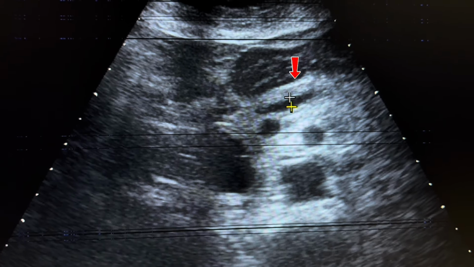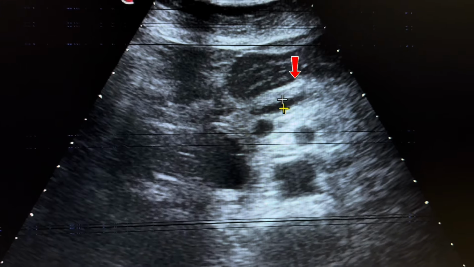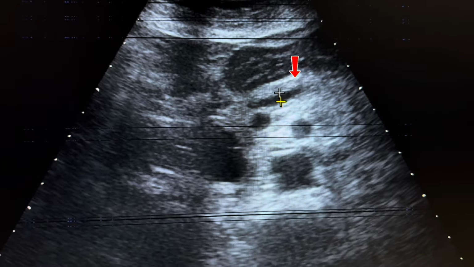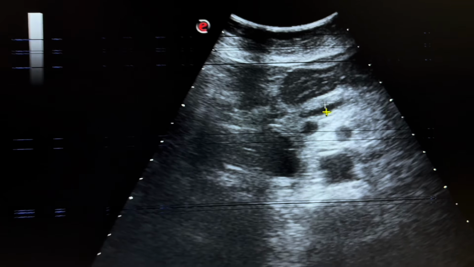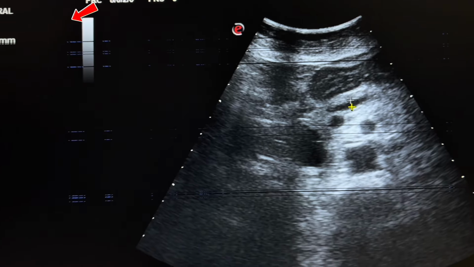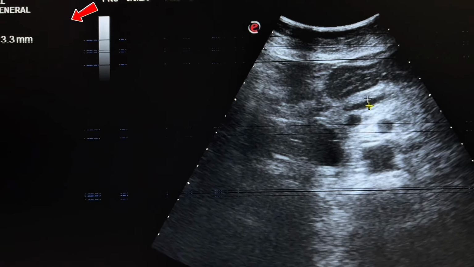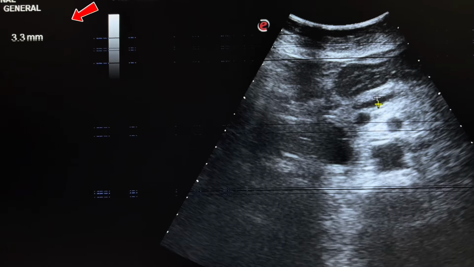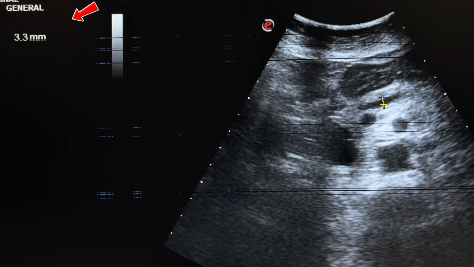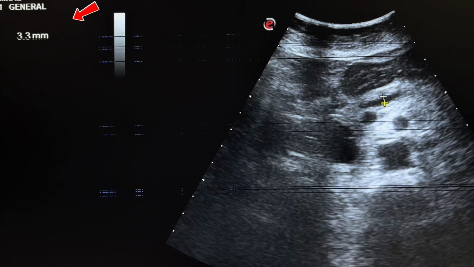Now we will measure the diameter of the pancreatic duct. The diameter of the pancreatic duct is 3.3 millimeter, but the normal diameter of the pancreatic duct is up to 2 millimeter.